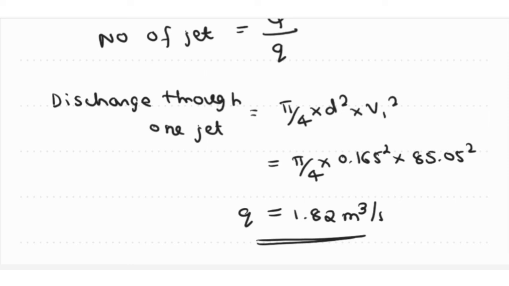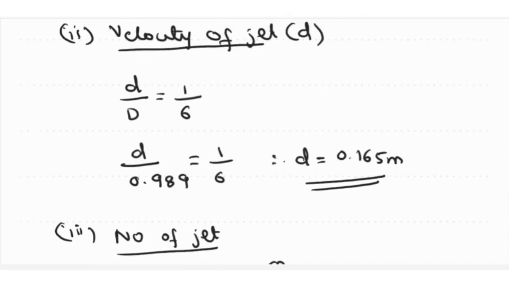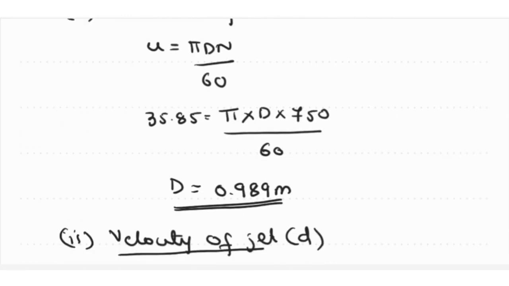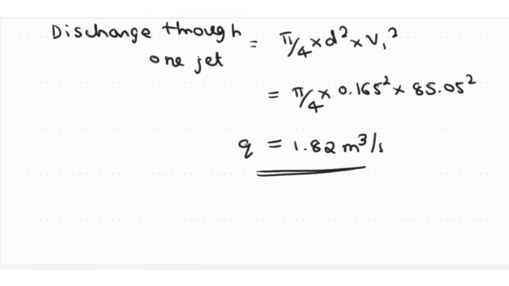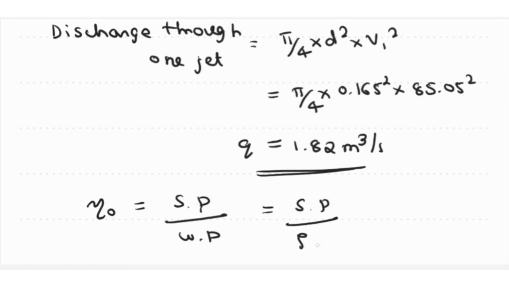So next we should calculate capital Q, the discharge through the turbine, the entire discharge. Till now we have used all the data except the overall efficiency, which is given. So that is used to calculate the Q value. Overall efficiency is equal to shaft power divided by water power. Shaft power is given, water power is rho g Q into H divided by 1000.